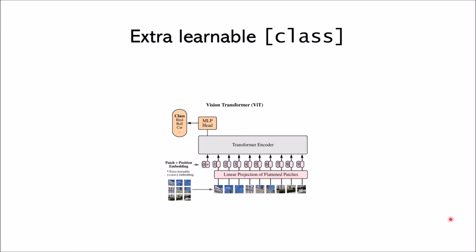Okay, so next I will talk about the external number class token. So what is this token used for? Because if you can see in the picture, this token is not part of the picture. So we just add this into the transformer encoder. This picture is this part. So how can this help us to do classification with transformer?